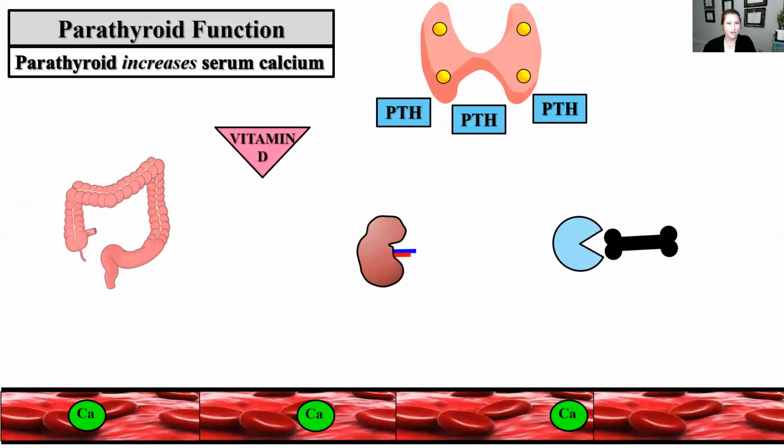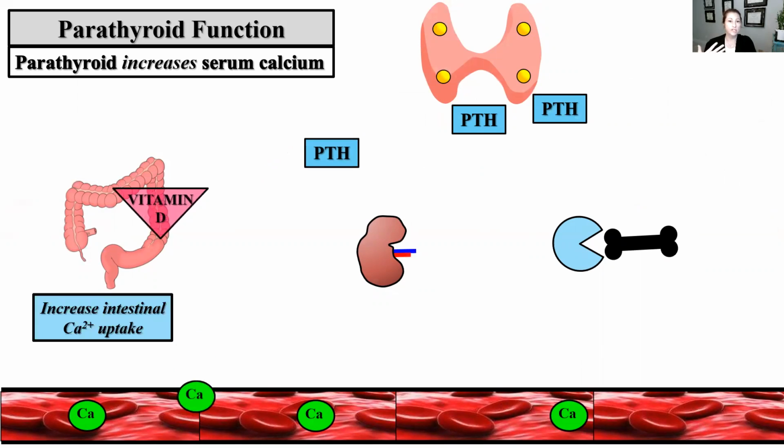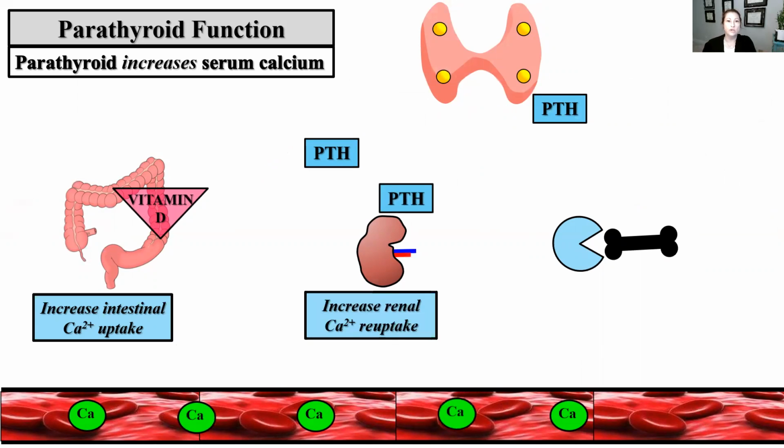For the parathyroid, remember, parathyroid is going to increase our calcium. Parathyroid are 4 little glands that live on each of the lobes of the thyroid gland there. So this is one of the functions. Parathyroid stimulates vitamin D to increase the calcium intestinal uptake. So we're putting that back into our bloodstream now. Parathyroid also works at the level of the kidney to increase the renal calcium uptake.